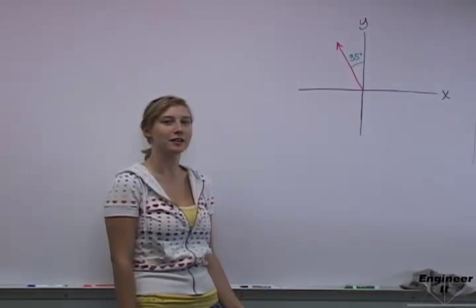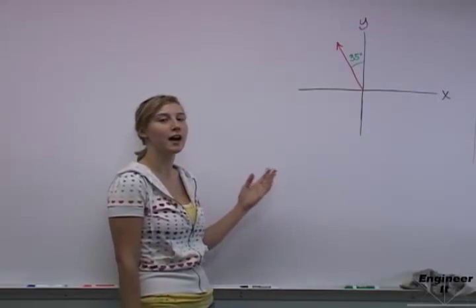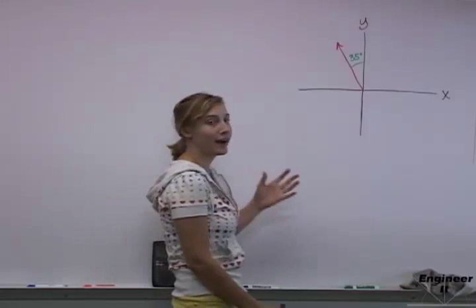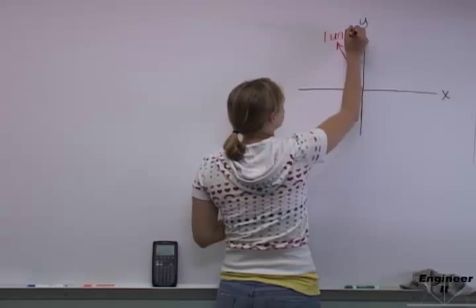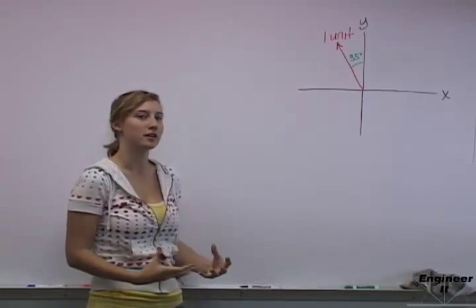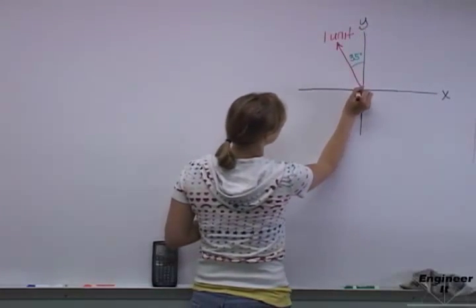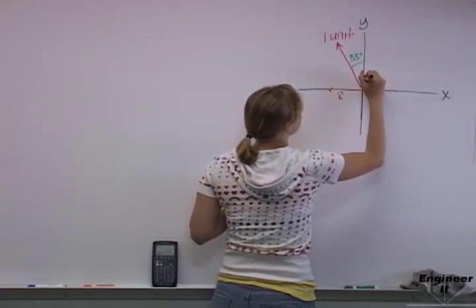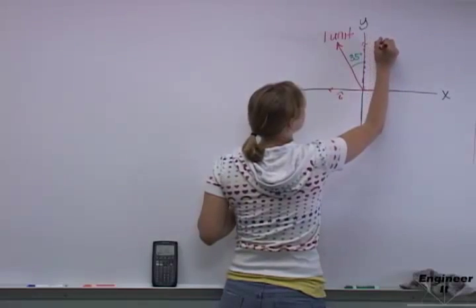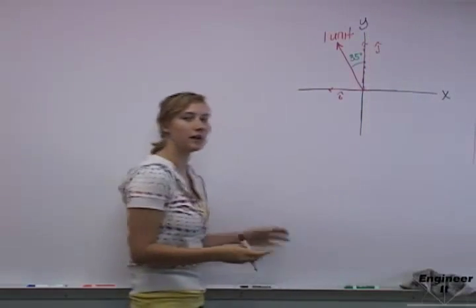So today we want to take a look at vectors, and here we have a vector at 35 degrees from the y-axis, and let's just go ahead and call it 1 unit long. What we want to find is the i and j components. Those i and j components will be, in the x direction, the i component, and in the y direction, the j component. And we want to figure out what those are.